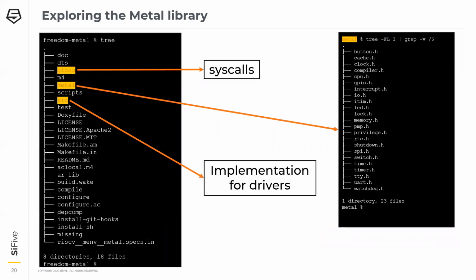So looking closer, if we navigated into the Freedom Metal directory, there are a few folders to note here. First is the gloss folder. This has the retargeted syscalls as well as crt0.S. Then there is the source directory, and this has all the implementations for the CPU and peripheral drivers as well as entry.S. Probably the most important directory here is the metal directory, and this has the header files with the function prototypes that you would want to write your portable applications against. This is also what the bulk of the documentation is written for.